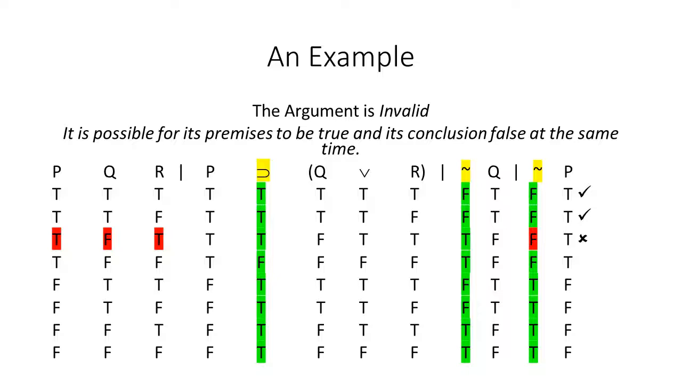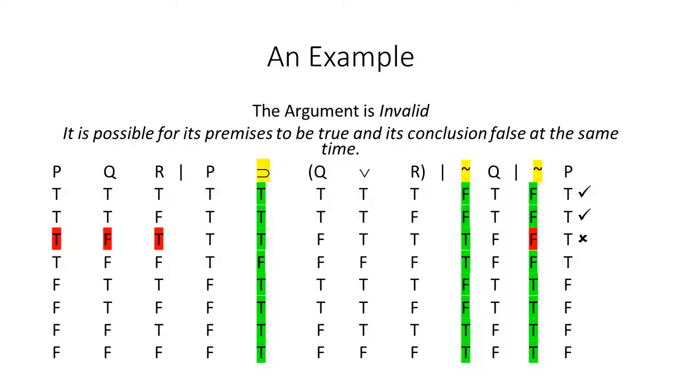Okay, so let's think about this. Why is it the case that the argument's invalid? Well, it's because it's possible for the premises to be true and its conclusion false at the same time, when P is true and Q is false and R is true. Our first premise is true, our second premise is true, and our conclusion is false. So just looking at this one line, we can tell that the argument's invalid, because this line or this row represents the possibility where the premises are true and the conclusion's false.